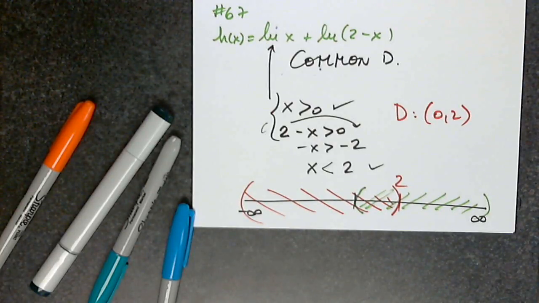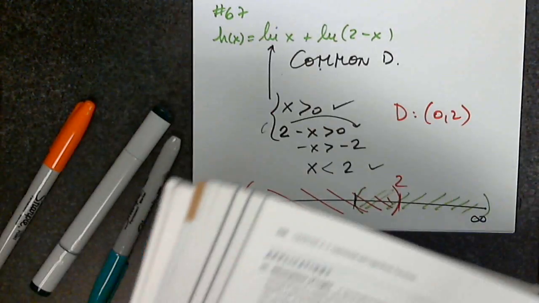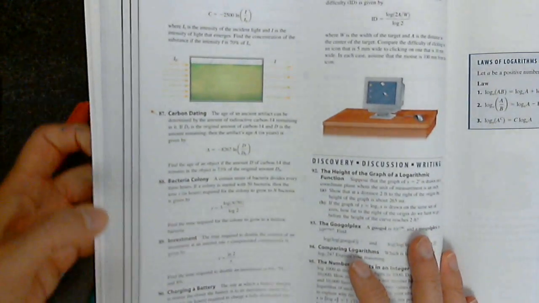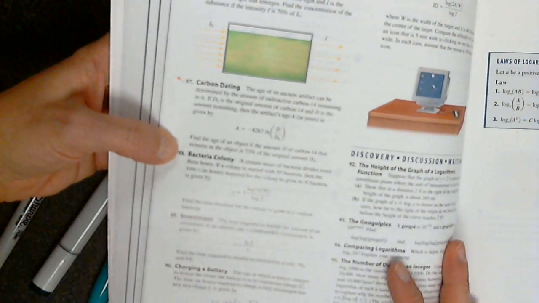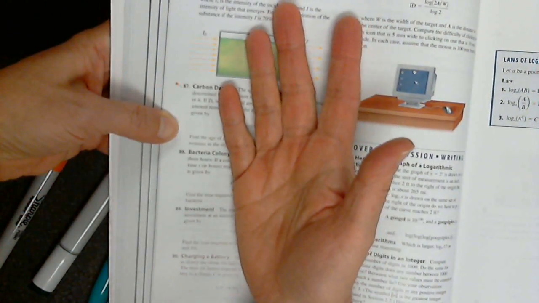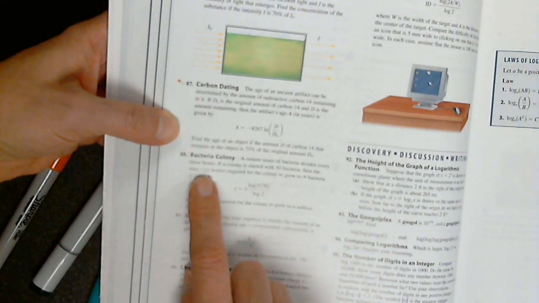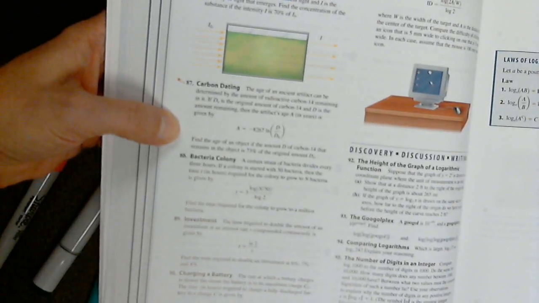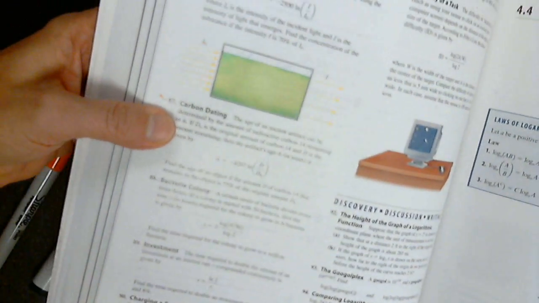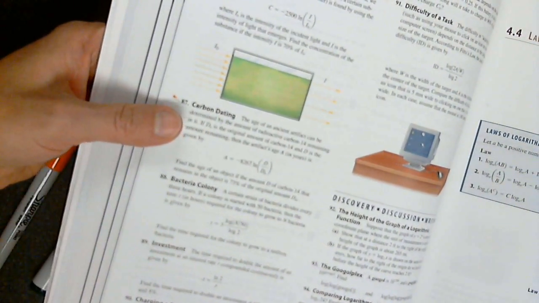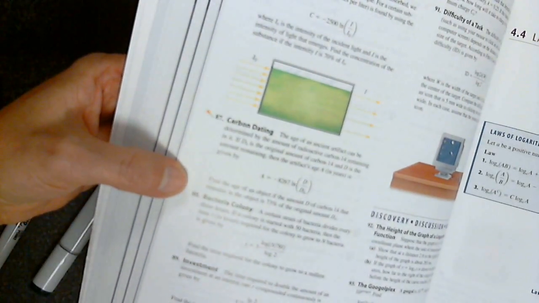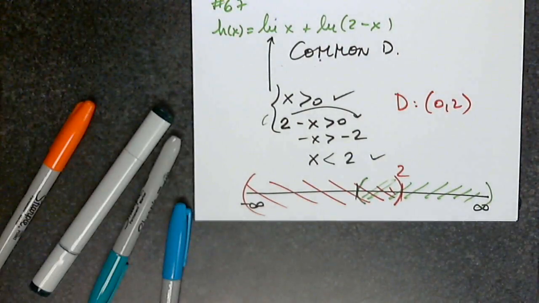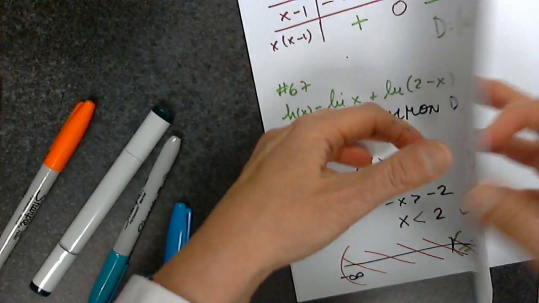I would like to look at a word problem. As I mentioned, this chapter is full of word problems. Anything you want: absorption of light, carbon dating, bacteria colony, investment, charging a battery, difficulty of a task. Please choose. Which one? 86. So let's look at 86.